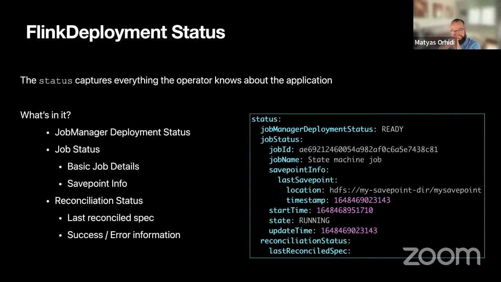The status field of the Flink deployment custom resource captures the actual state of the object, supplied and updated by the Flink operator. The status captures everything the operator needs to know about the Flink application to control its life cycle. For example, the status of the job manager deployment, the job status itself, and the reconciliation status. And don't worry if you don't know yet what these terms mean. I will continue with explaining what reconciliation means in terms of Kubernetes.